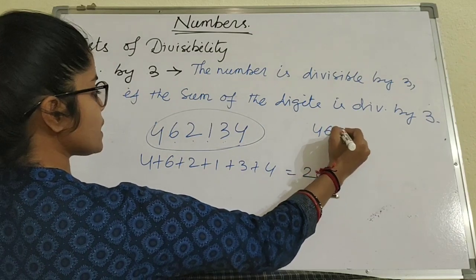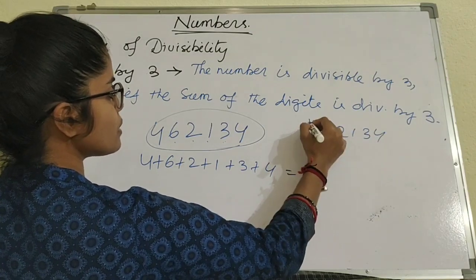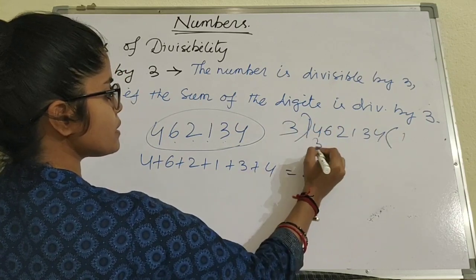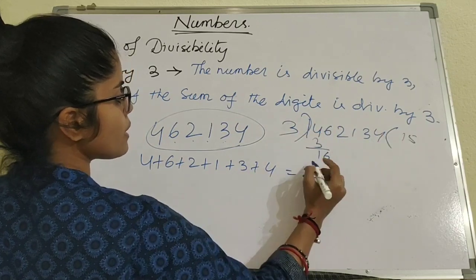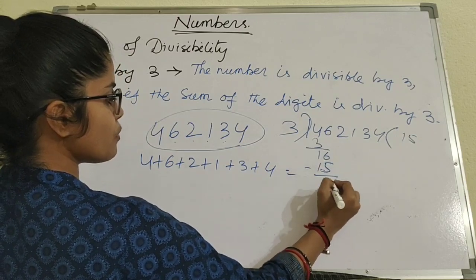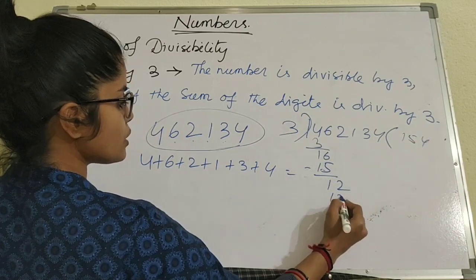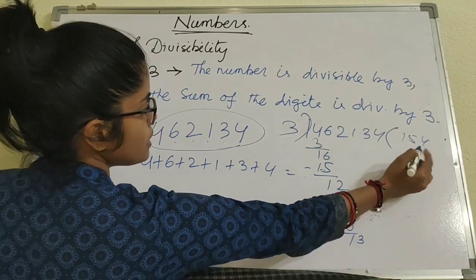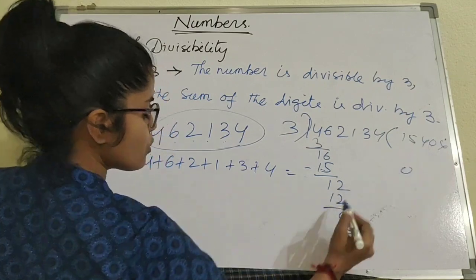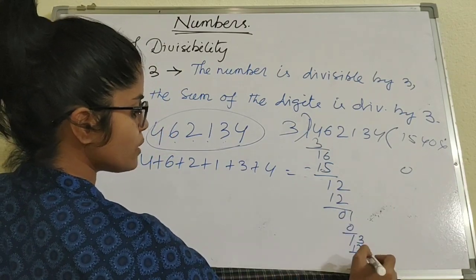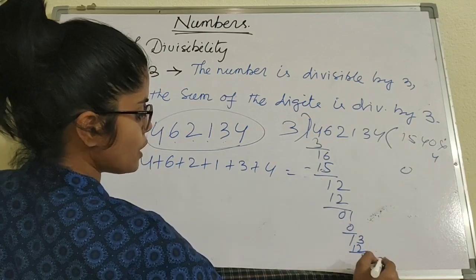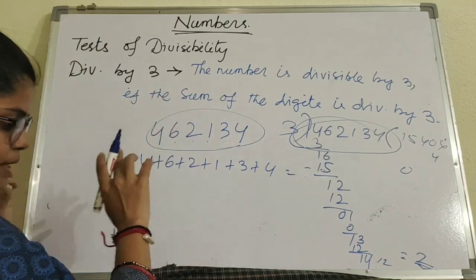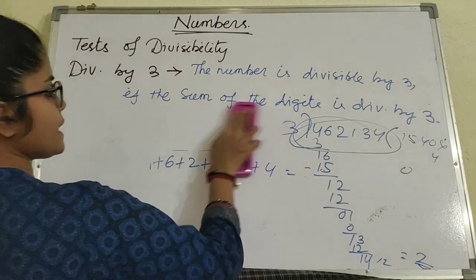Let's verify by dividing 462134 by 3. 3 4s are 12, remainder 1, then 3 4s are 12. So the remainder is 2. So this number is not divisible by 3. So I am taking another number.